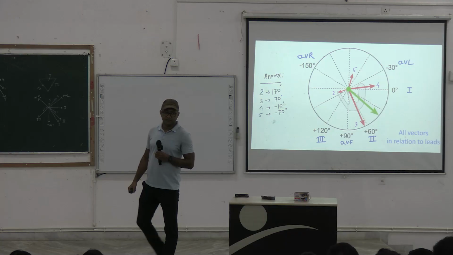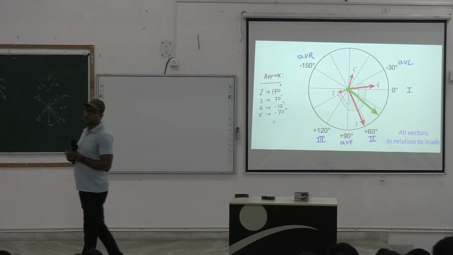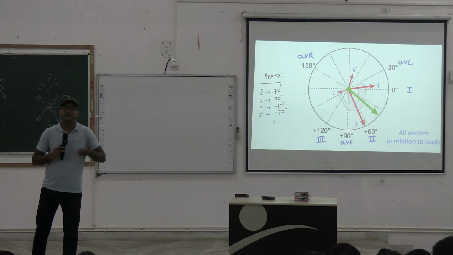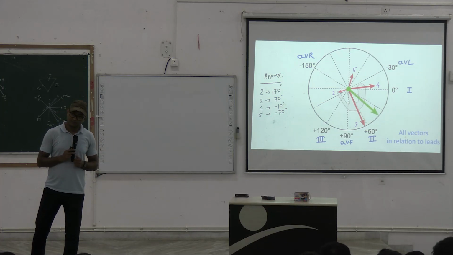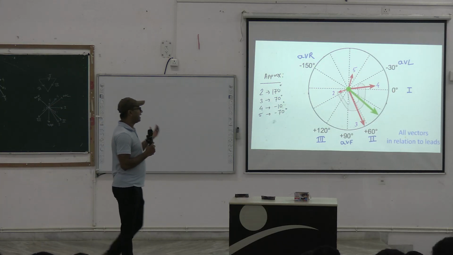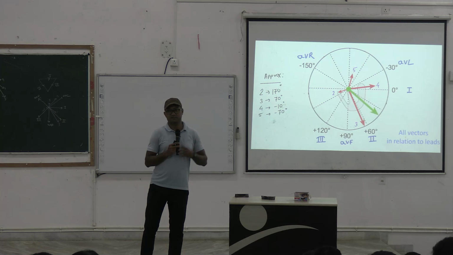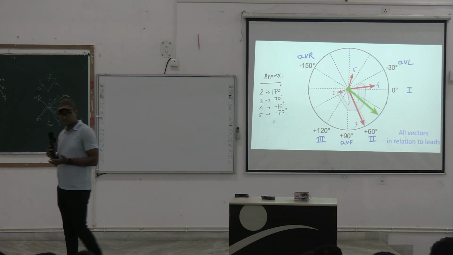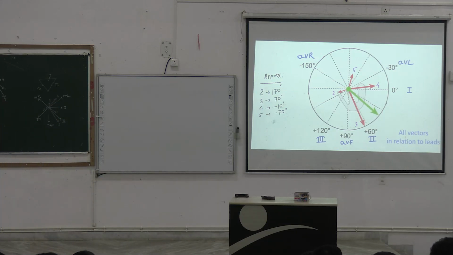Clear? This green color vector is called the mean electrical axis of heart. Why is it so important? Why is it so clinically important, the mean electrical axis of heart?